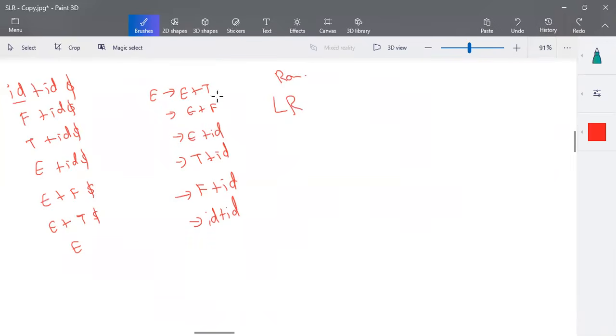And how will you draw a parse tree for the structure here? You have E, and E is substituted with E plus T, and this E is reduced to T and F, E to T, T to F, F to ID, and this T is reduced to F and F to ID. So this is your final parse tree structure. So this is what your output is, right? This is what is needed for your output.